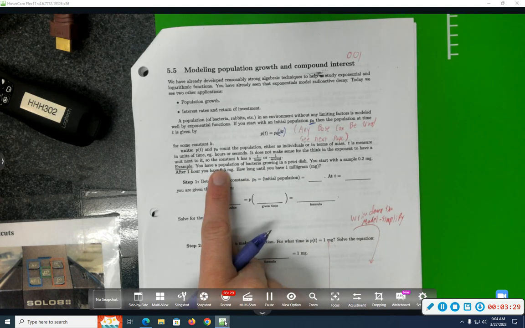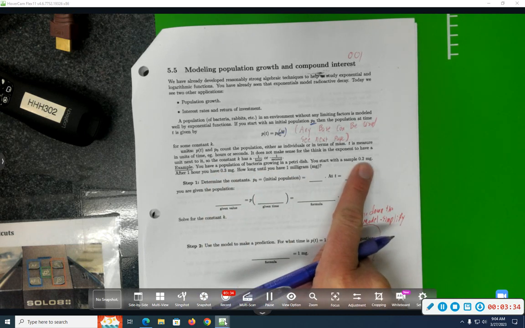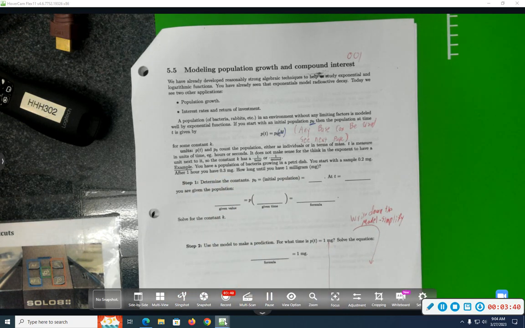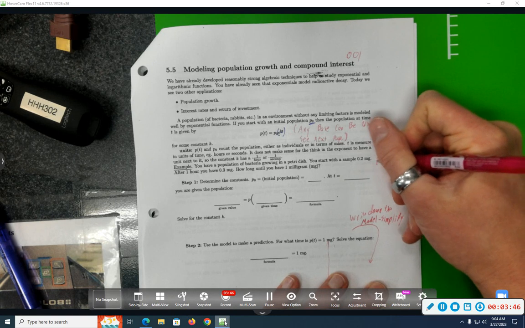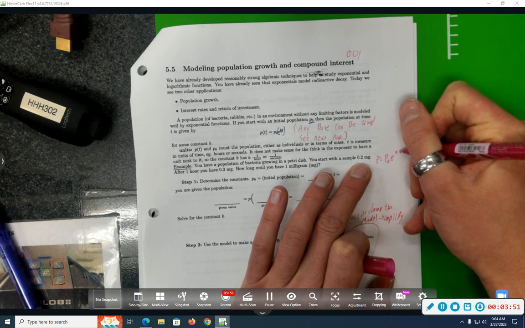So here's an example. You have a population of bacteria growing in a petri dish. You start with a sample of 0.2 milligrams. After 1 hour, you have 0.3 milligrams. How long will it take until you have 1 milligram? So let's just write down the model we're using. P equals P0 e to the k t.